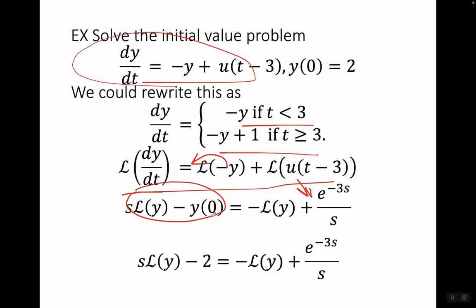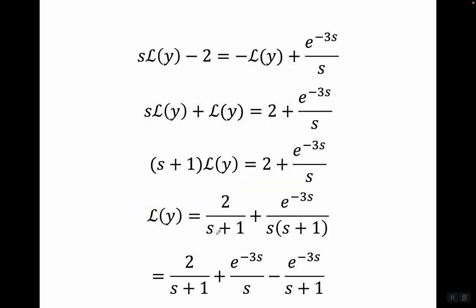Okay, so y of 0 is 2. We're going to plug in 2 for y of 0. This is what we end up with. So again, this is what we had from the previous page. I'm going to get the Laplace transform of y, get both of those on this side, and move the 2 to the other side, sorry.